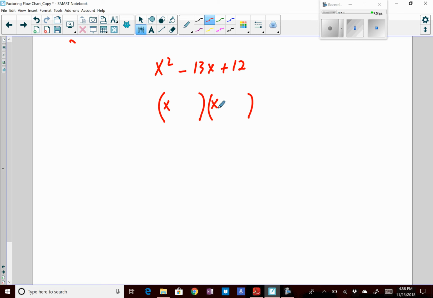Now what I need are two numbers that multiply to 12 and add to negative 13. So if I do negative 12 and negative 1, when I multiply the negative 12 to the negative 1, I get positive 12. When I take negative 12 and subtract 1, that gives me negative 13, so I know the factors are correct.